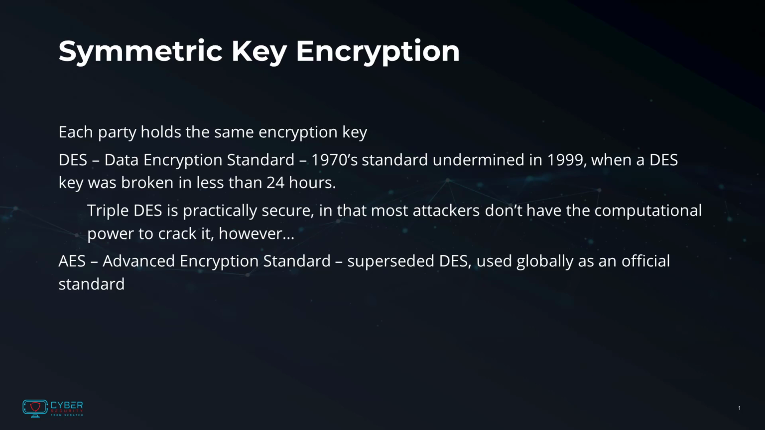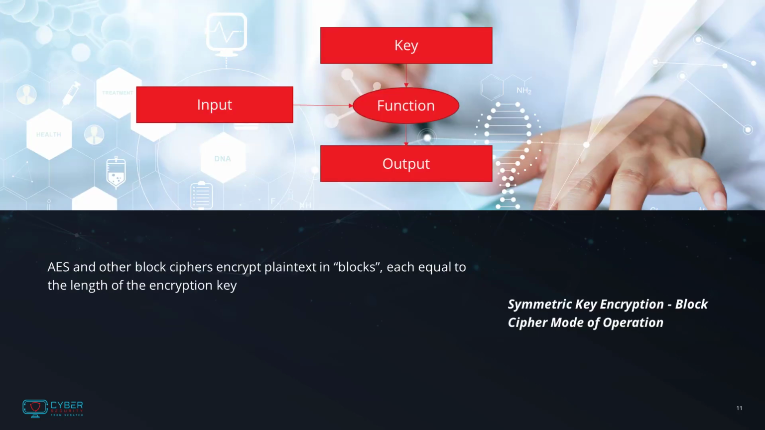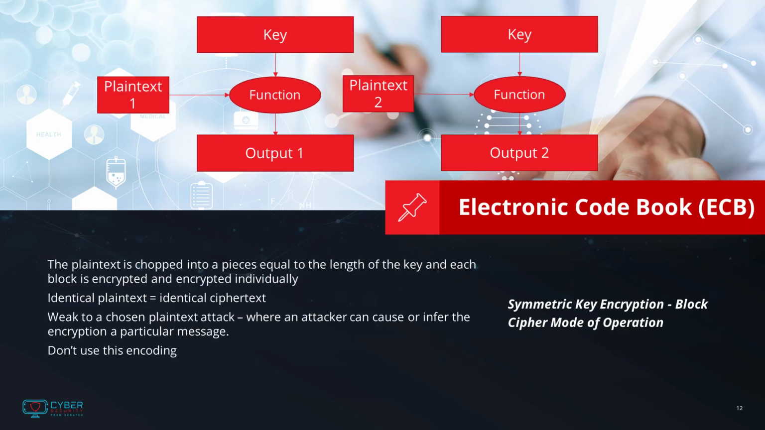AES, or the Advanced Encryption Standard, is the modern standard which has superseded DES, and it's used globally as an official standard. Both AES and DES are forms of block ciphers, where the plaintext is chopped up into little boxes as big as the key. So for example, if your key is 128 bits, then your plaintext will be chopped up into segments of 128 bits, and then both will be fed together into a function which produces some sort of output.